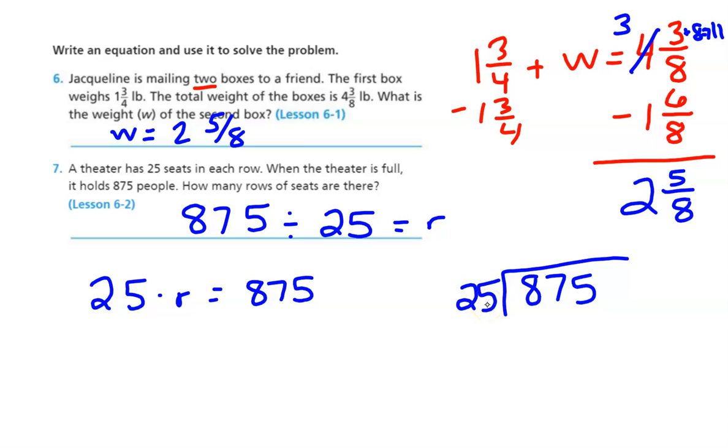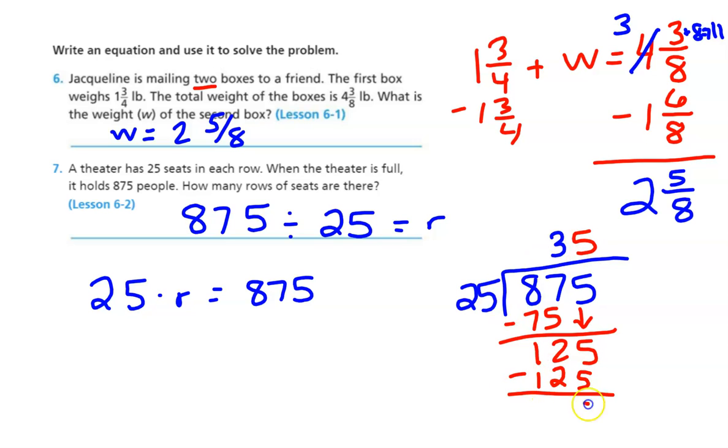And counting by 25s is like quarters, so this one's not going to be too hard. 25 will go into 87 3 times because I know that 3/4 is 75 cents. So I'm going to now subtract 75. 7 minus 5 is 2, and 8 minus 7 is 1. And now I can bring down that 5. And then 25 into 125, again, I'm going to count by quarters. So 25, 50, 75, $1, $1.25. That would have been 5/4. So 5 times 25 is 125, and now I'm done. So R for this problem would equal 35 rows.